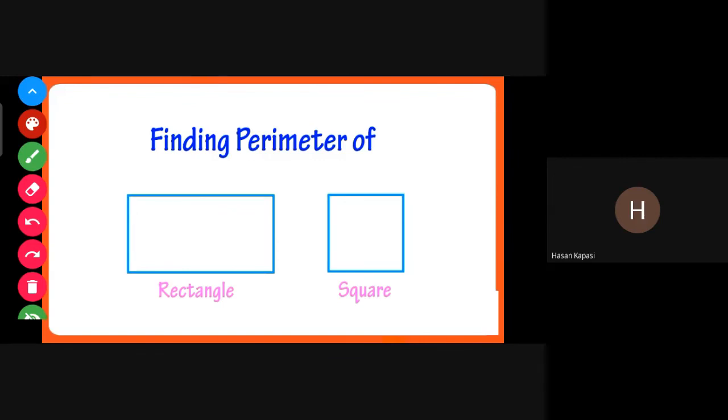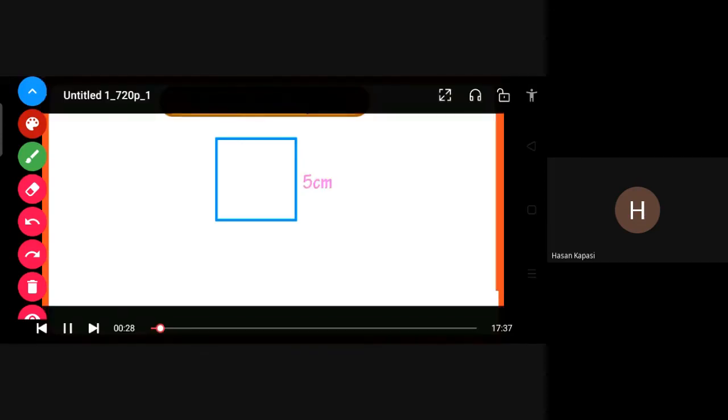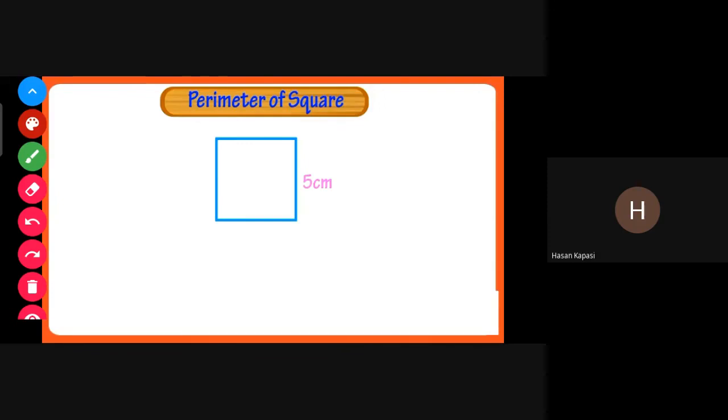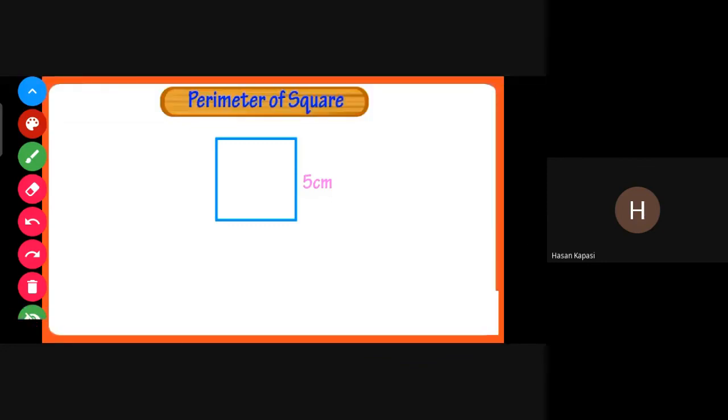Okay. Ma'am, but see the perimeter of square. What is the perimeter of a square? I am explaining. Here they have given the measurement of one side. So who will tell me the measurement of the other sides? Ma'am, 5 only, because this is a square. Yes, so the other sides are also 5 centimeter, 5 centimeter, 5 centimeter, because this is a square. So this one 5, this one 5, this one 5, and this one 5.